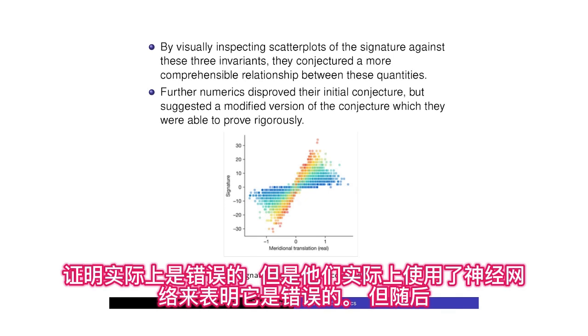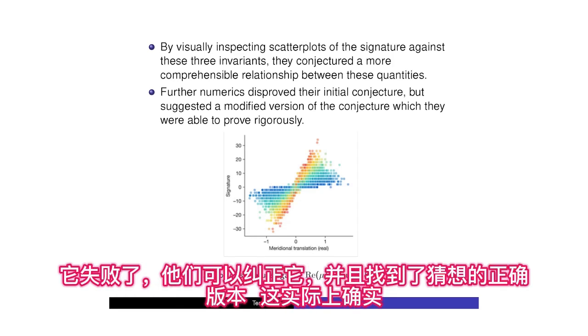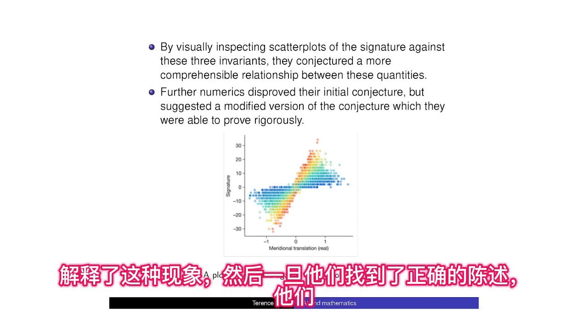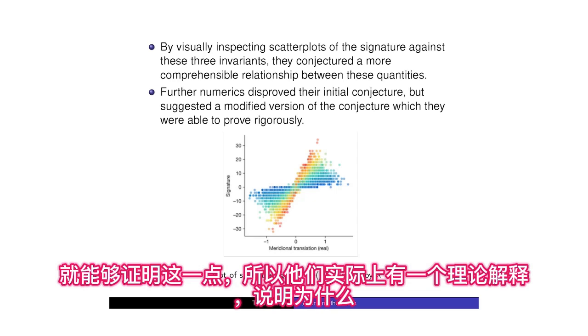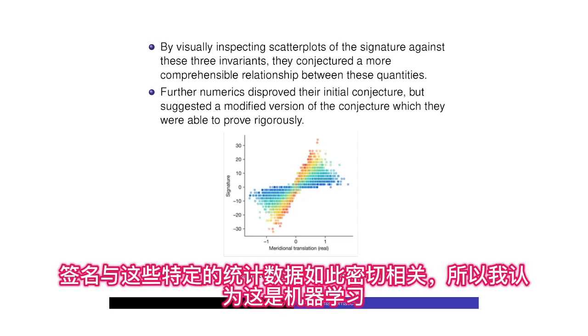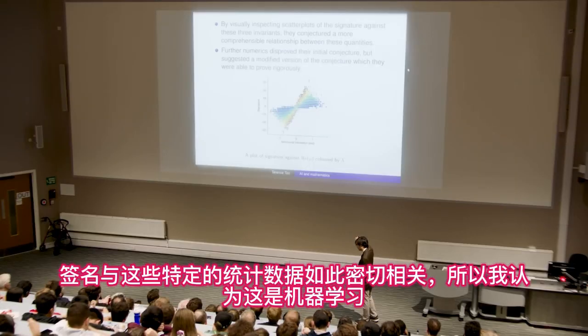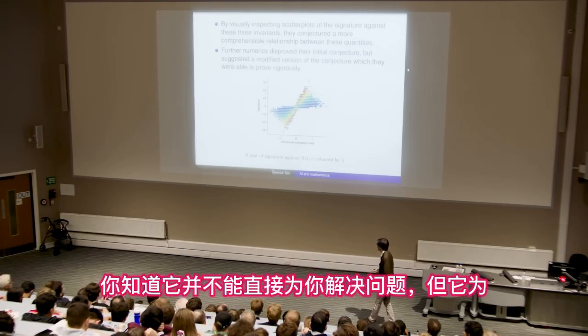They actually turned back to the neural network to show that it was wrong. But from the way that it failed, they could correct it, and they found a corrected version of their conjecture, which actually did explain this phenomenon. And once they found the right statement, they were able to prove it. So they actually have a theoretical explanation of why the signature is so closely related to these particular statistics. So this, I think, is a way in which machine learning is being increasingly used in mathematics.